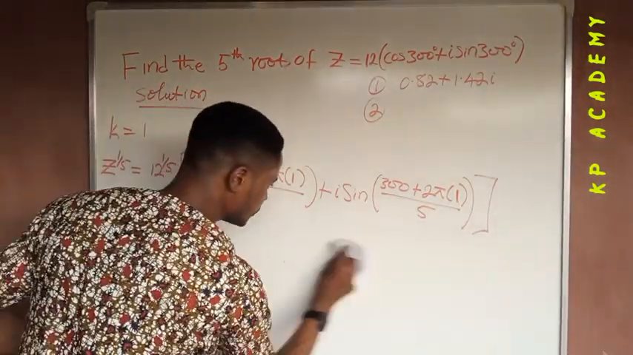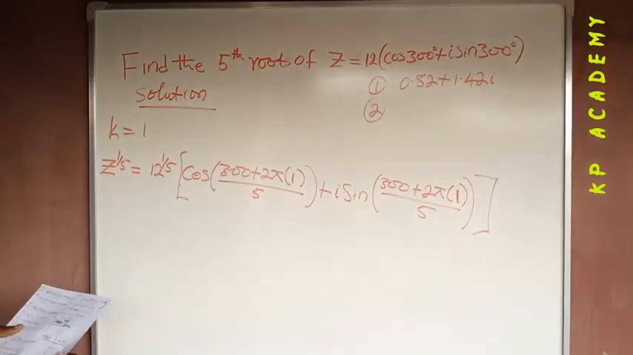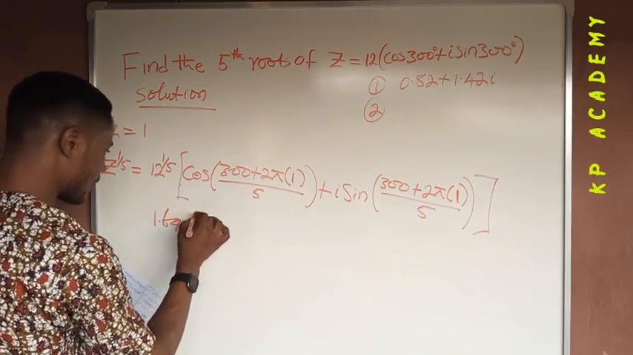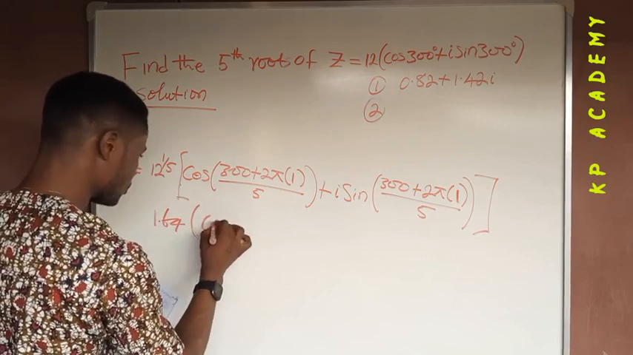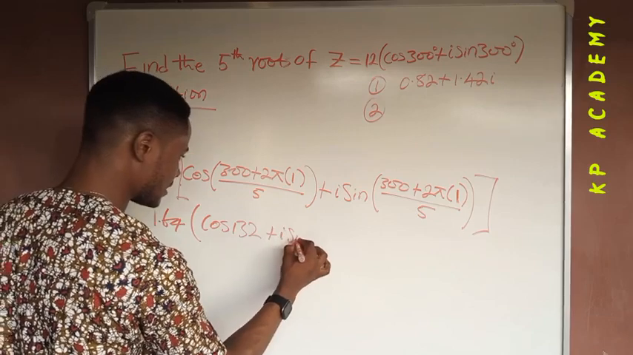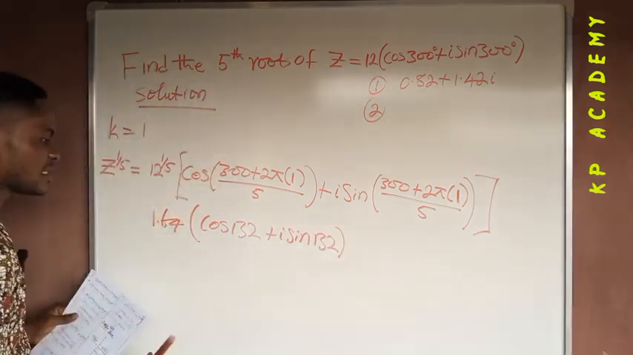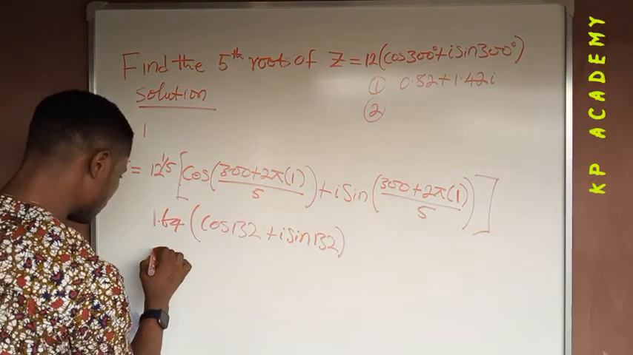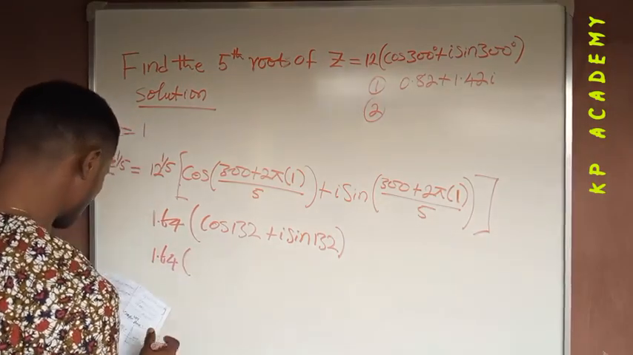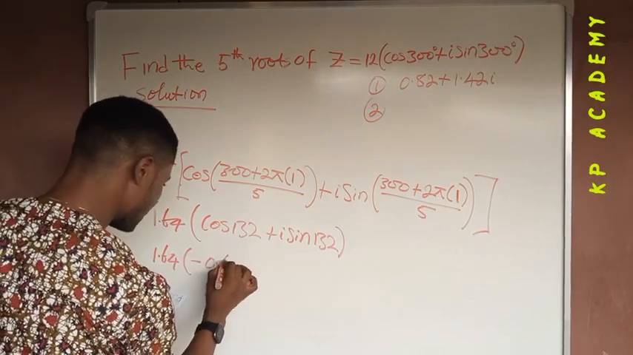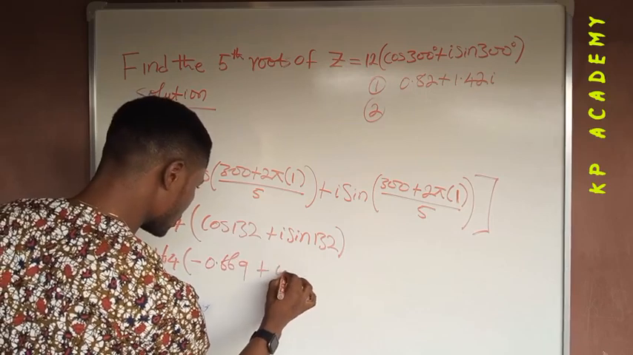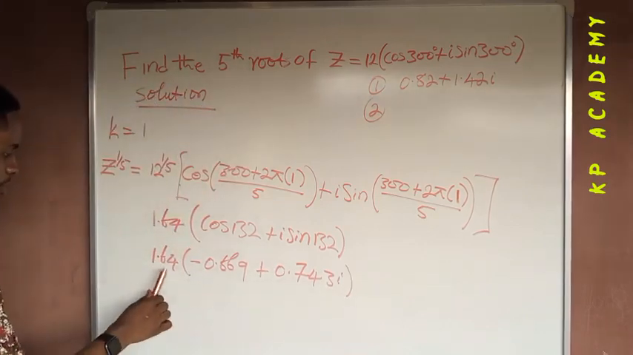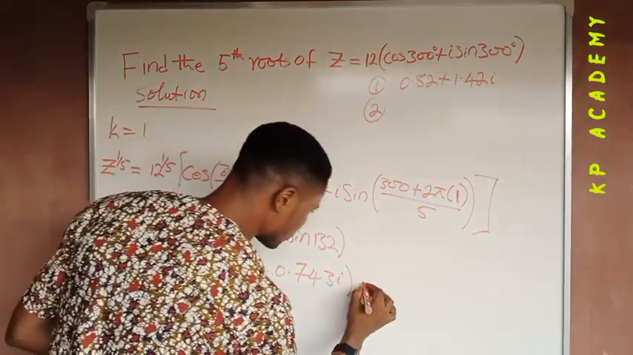All right? Okay, so solving for when k is equal to 1, the whole of this now is, of course, this again still remains 1.64, into now this is cos 132 plus i sine 132. I'm sure by now you should have noticed that whatever thing be the angle here must also be the angle here. Now cos 132 is nothing but, this is 1.64 into cos 132. If you press it, you should be able to have minus 0.669 plus 0.743i.